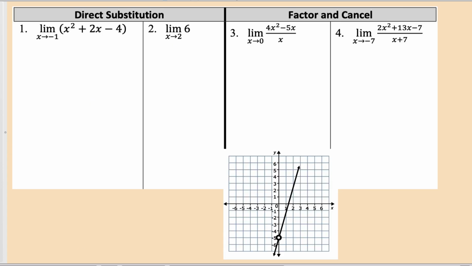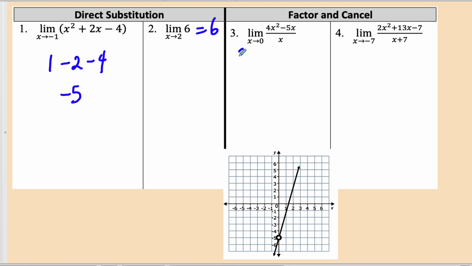All right, this is a quadratic, and let's use direct substitution to help us. The limit of the sum is the sum of the limits. This will be 1, take away 2, minus 4, so the answer is negative 5. This is a constant, so my answer is still the same number, 6.